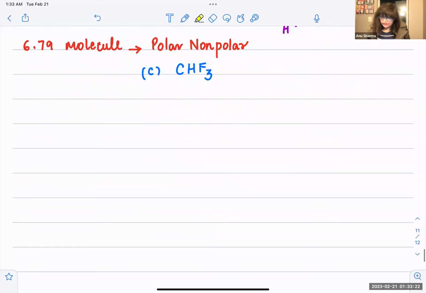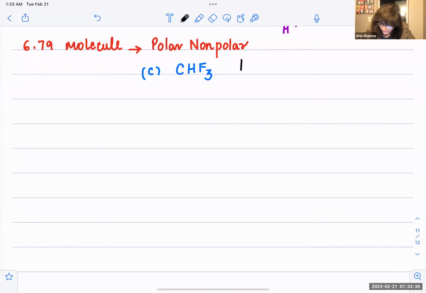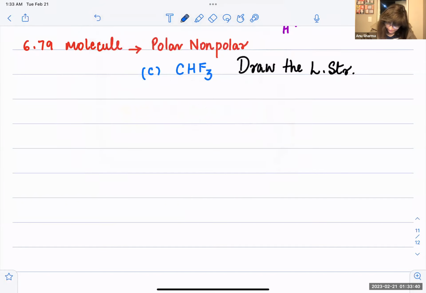Next is: tell whether this molecule is polar or non-polar. Same thing again. Even though the question is not asking you, to solve this problem you have to draw the Lewis structure so that you can see. Here you have one carbon, one hydrogen, and then 3 fluorines. One carbon has 4 electrons, one hydrogen has 1 electron, and fluorines have 7 electrons. So how many do you get?